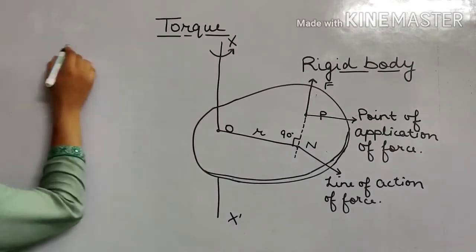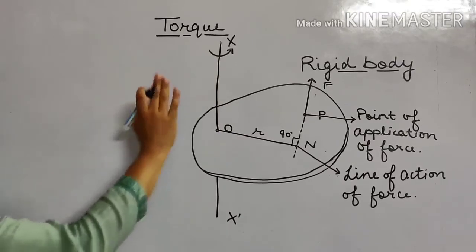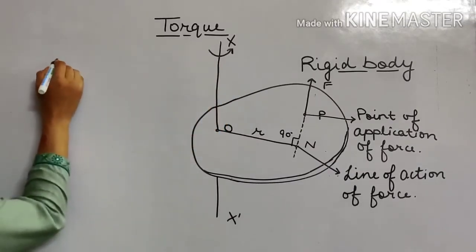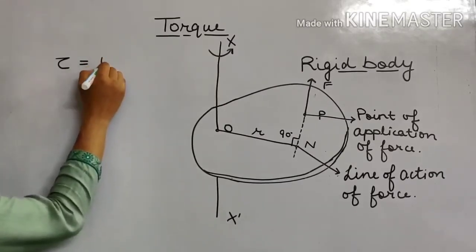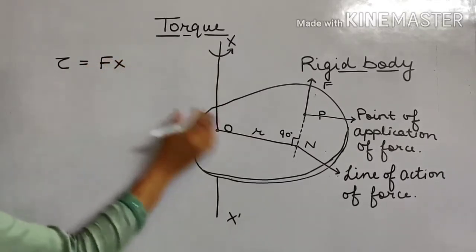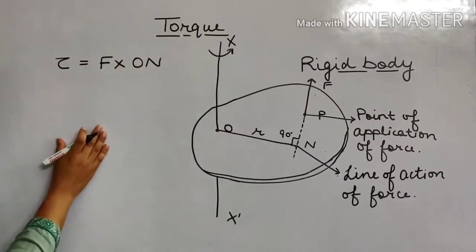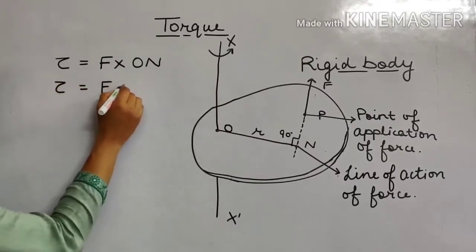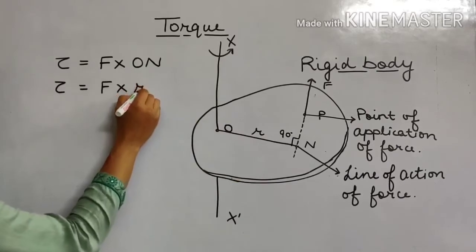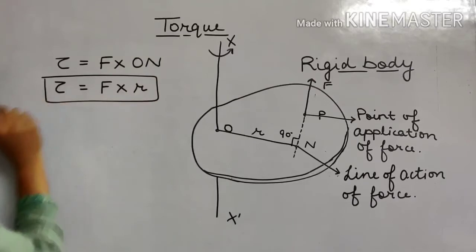So torque, or the moment of force F about the axis of rotation, with the torque symbol tau, is equal to the applied force and the perpendicular distance, that is ON. Or you can write tau is equal to force multiplied by R. This is the expression for torque.